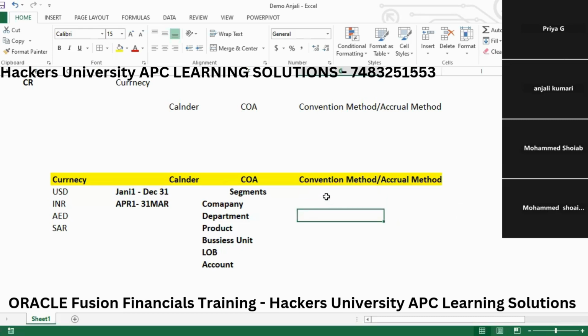The fourth one is the accrual method, or convention method, you can say. In that, we have some global standard accrual methods. This will follow the standard rules as per the international accounting rules.